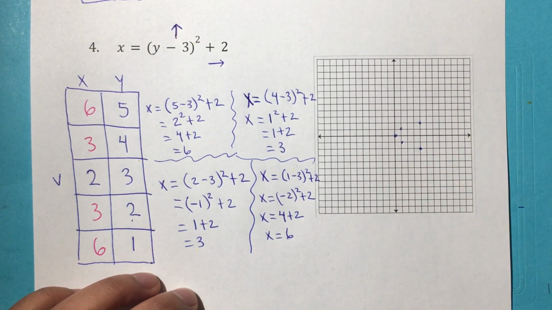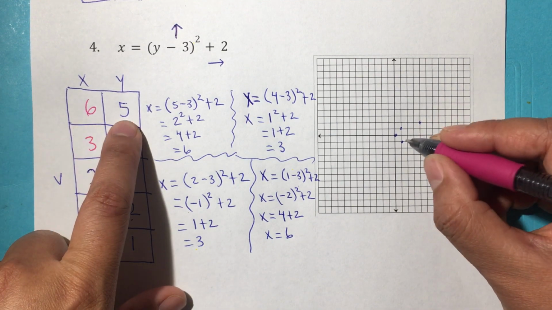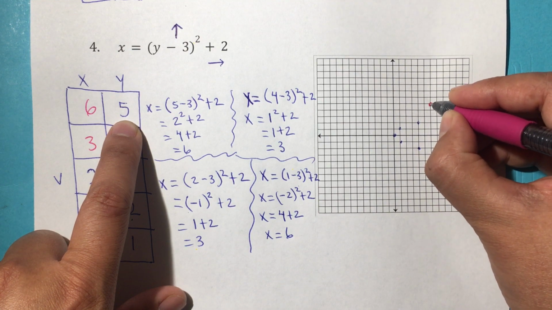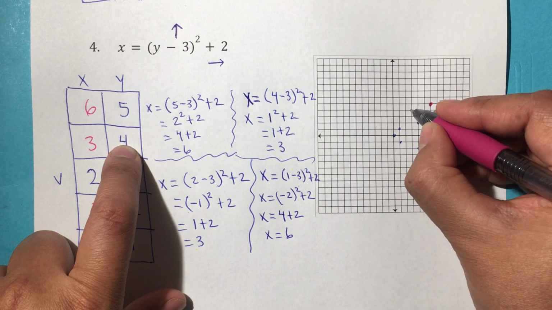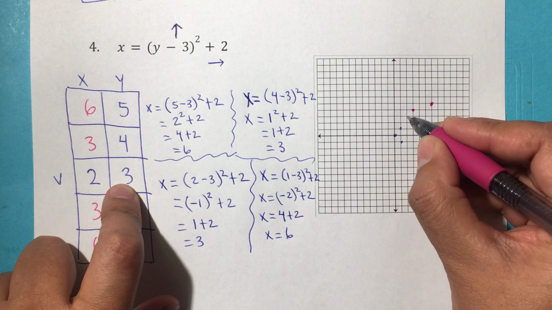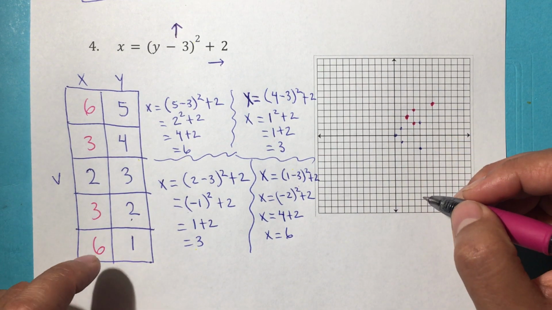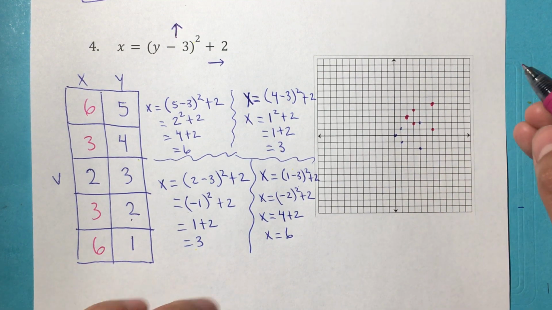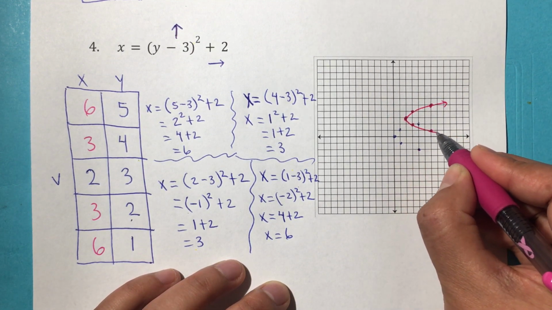Okay, that was the mother graph. Now let's see what happens in here with our new graph. First one is 6, 5, so 6, and then 5 is right here. 3, 4 is right here. 2, 3 is right here. 3, and 6, 1 is right there. Okay, so our new graph, it's right here.